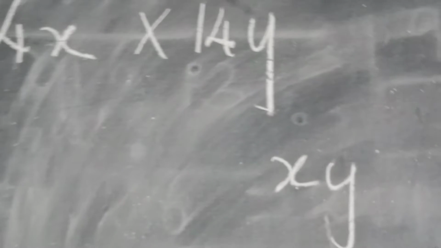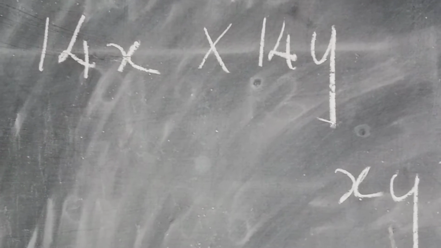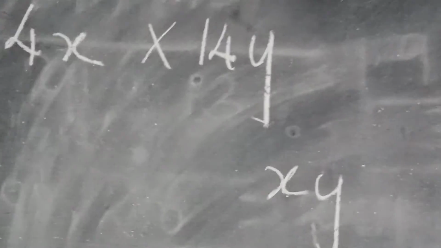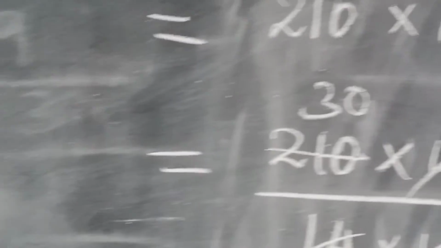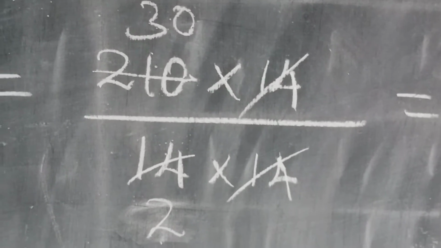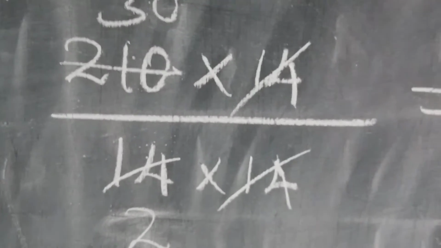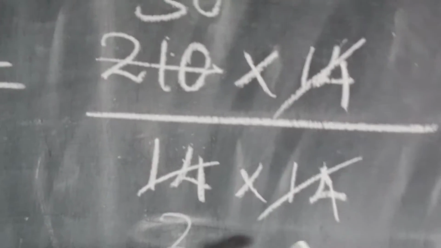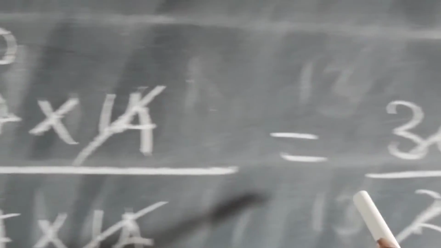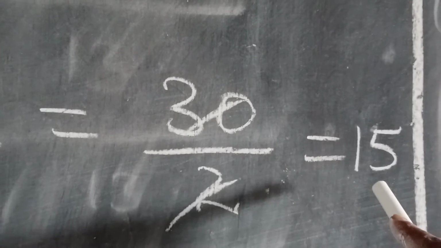Now xy we are keeping on this side, and the rest has multiplication, so when it goes across to the other side it comes in division form. Already we have 210 into 14 by 14 into 14. So 14 and 14 are cancelled, and we have 14 here. 2 7s are 14 and 3 7s are 21, so 30. That is equal to 30 by 2, which can be simplified to 15. So our answer is 15.